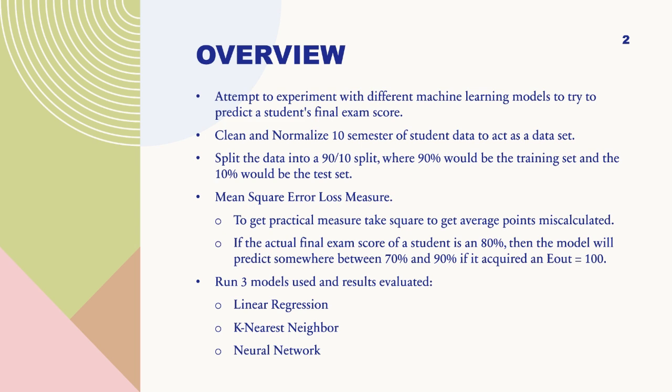So here's an example. If the actual exam score of a student was 90%, the model would predict somewhere between 70 and 90%, if the loss were 100 out of 100. So you would take the square root of the 100, and then the 10 points would be the average that the model would get incorrect. It would be the range, per se.